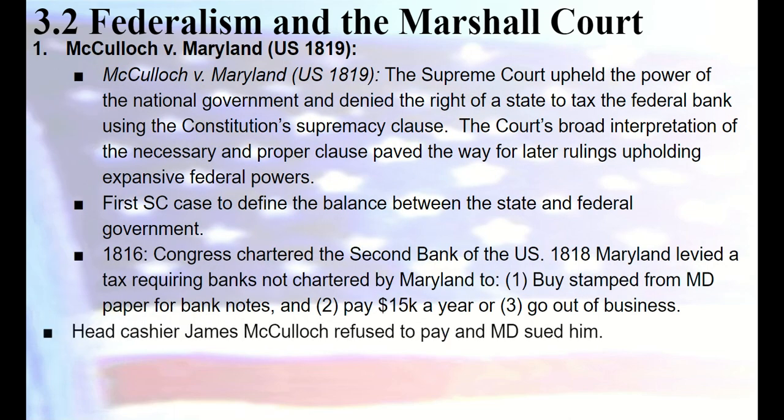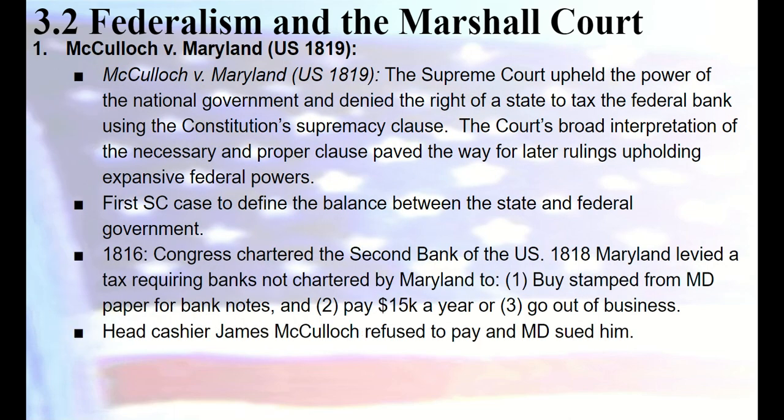In McCulloch versus Maryland, the Supreme Court upheld the power of the national government and denied the right of a state to tax the federal bank using the Constitution's supremacy clause. The court's broad interpretation of the necessary and proper clause paved the way for later rulings upholding expansive federal power. This was the first Supreme Court case to define the balance between state and federal government power.